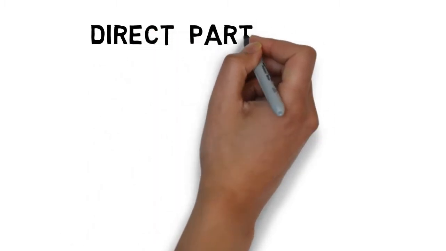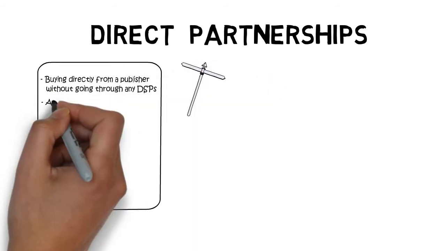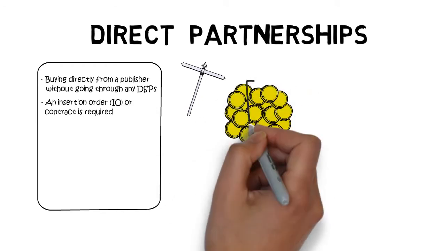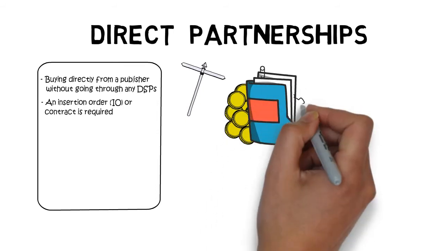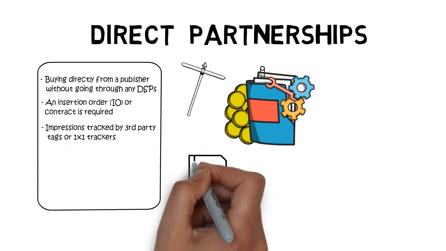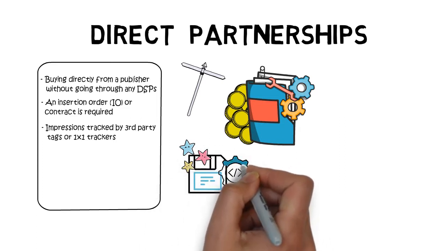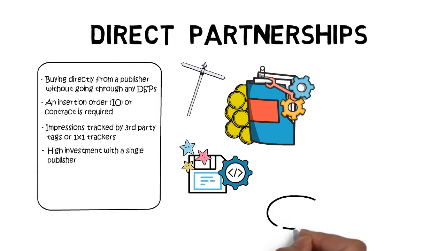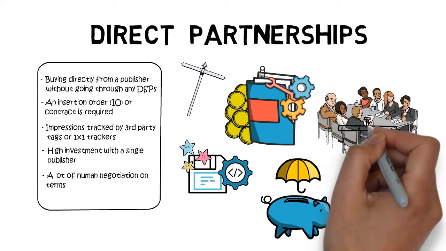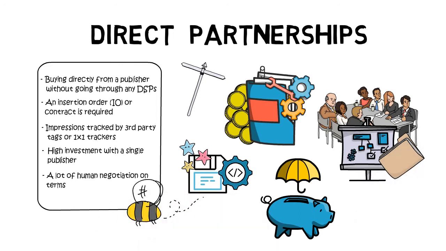Direct partnership. As you can tell by the name, this is when you are buying impressions directly with a specific publisher without going through any DSPs. An insertion order or contract is required, detailing the fixed CPM, impression volume, total cost, cancellation policies, and more. In this case, impressions are usually tracked by an ad server with third-party served tags or one-by-one trackers. Direct partnership usually involves high investments with a single publisher and a lot of human negotiation on different terms such as price, unit, any customizations, etc.